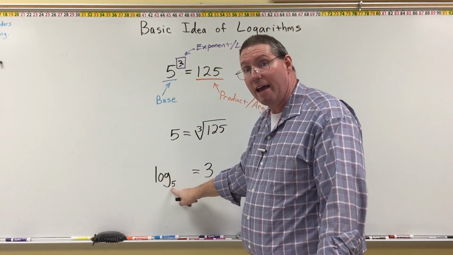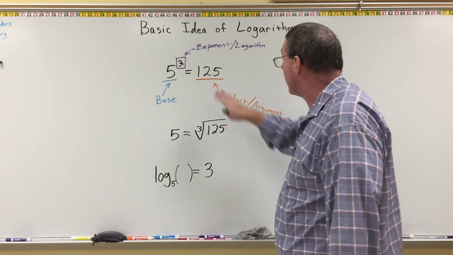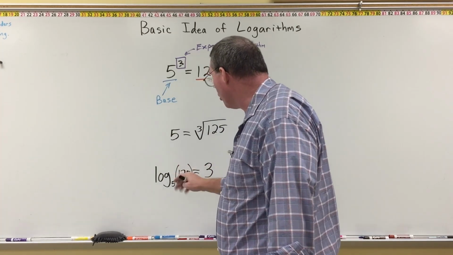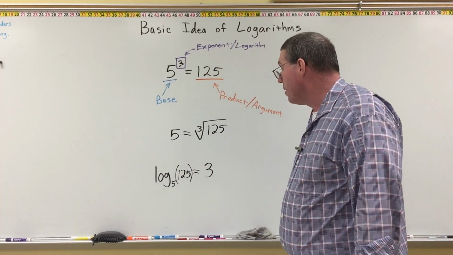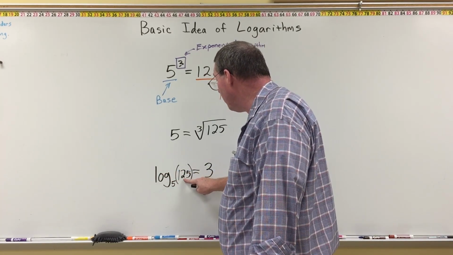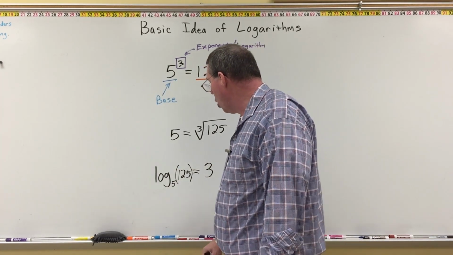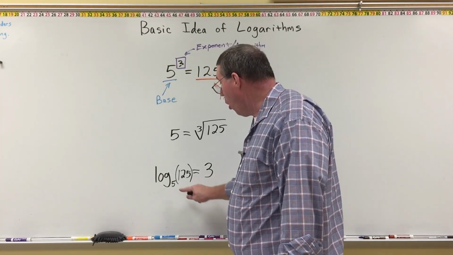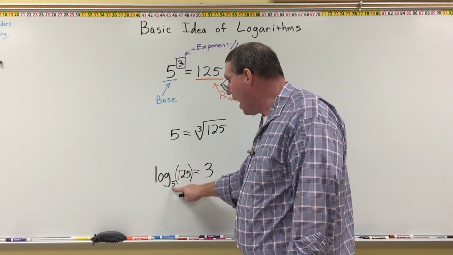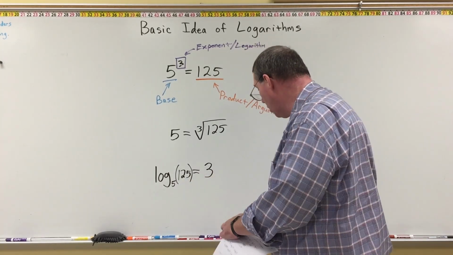So log base 5. And then what we usually do is we put in here, in parentheses, the product, this 125. But in a logarithm, we usually call it the argument. So the argument of the logarithm is 125. And so this is a logarithm, that log base 5 of 125 is equal to 3. Another way of saying this is, what exponent on 5 will give us 125? Or 5 to what power will give us an answer or a product of 125?